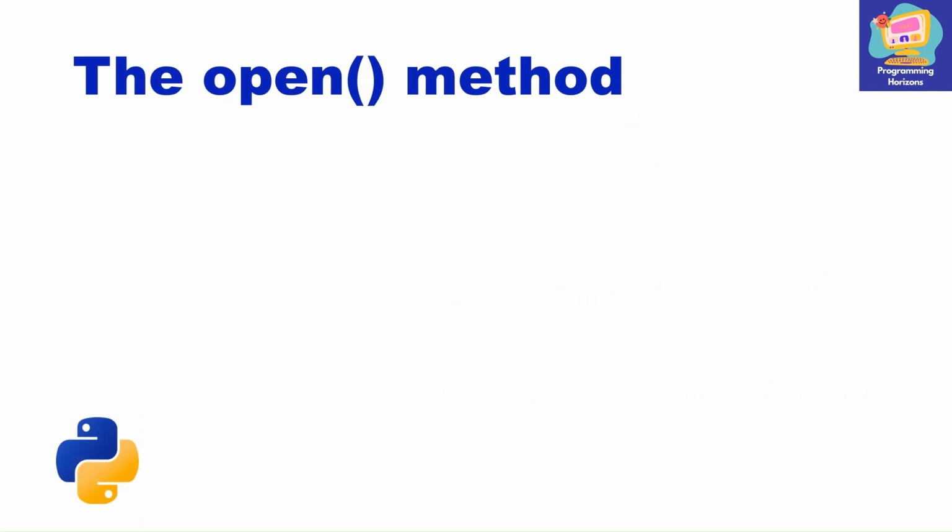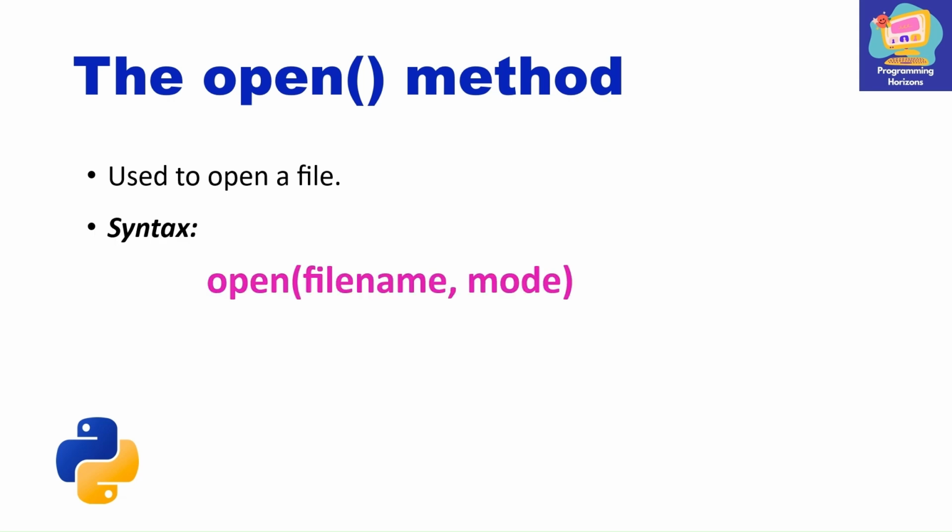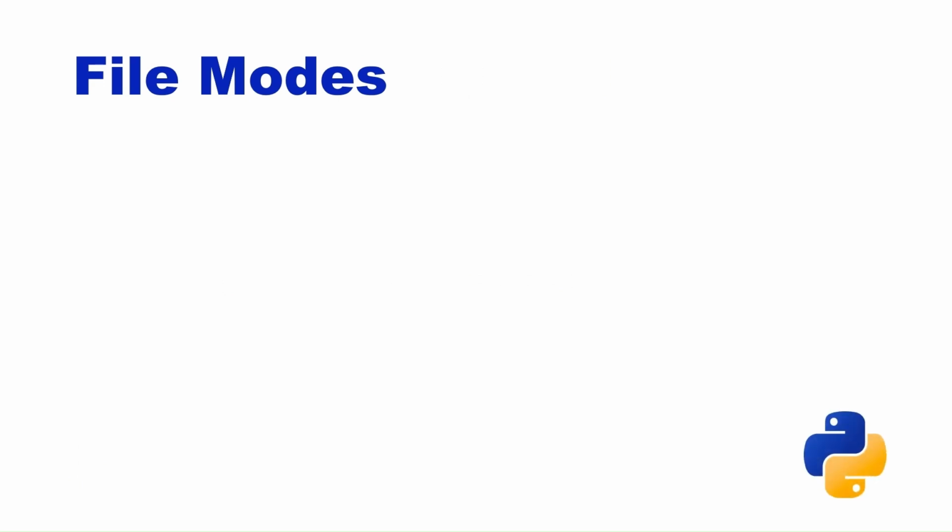The most important function while working with files in Python is the open function, which is used to open a file. It takes two parameters, including the file name and the mode. We have the following file modes.